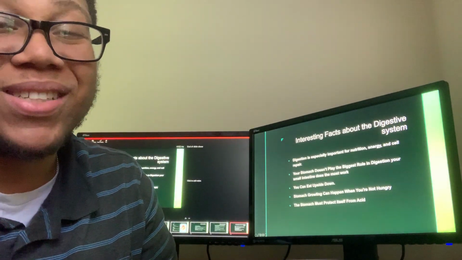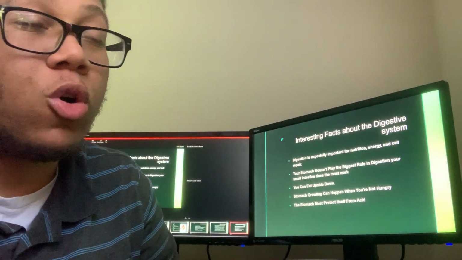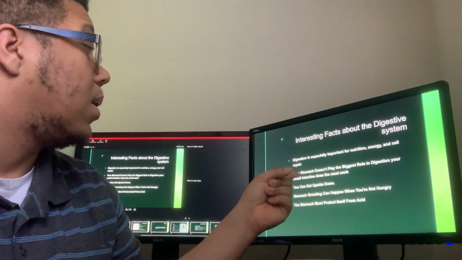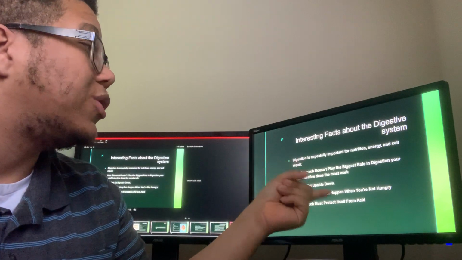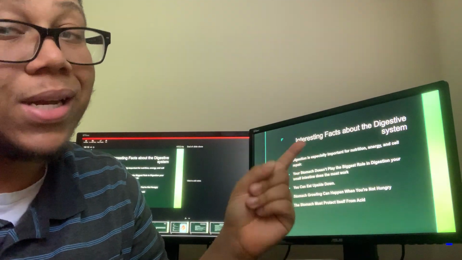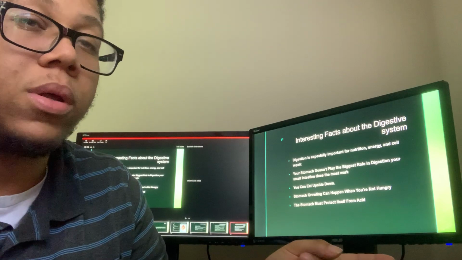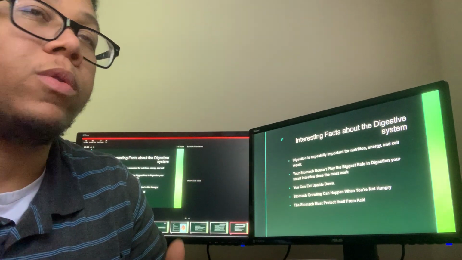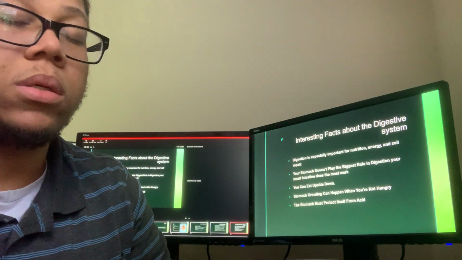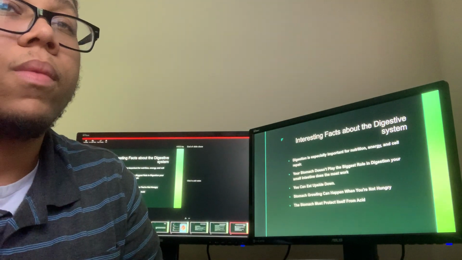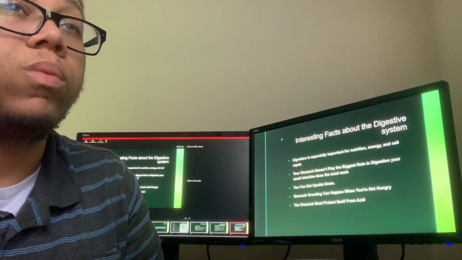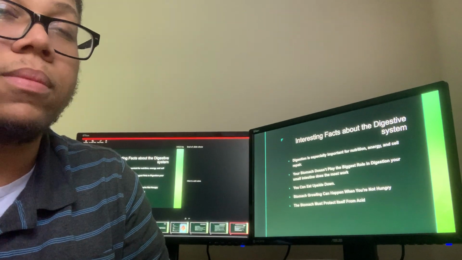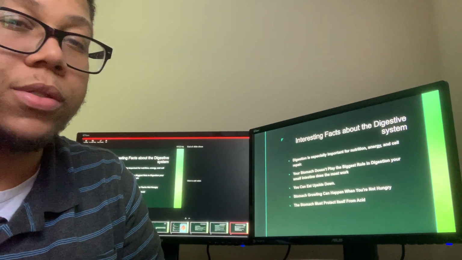There are some interesting facts about the digestive system, so I'm gonna go over that. So here we go. Digestion is especially important for nutrition, energy, and cell repair. I did not know that. Cell repair is very important. We replace our cells about every single day. That's how we really just keep on going in our bodies and stuff.